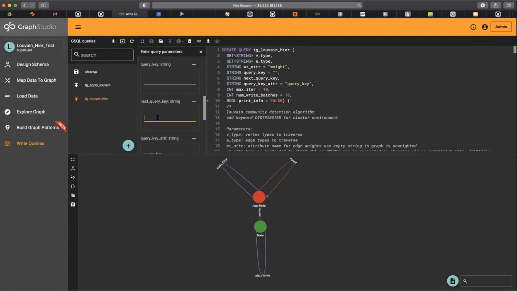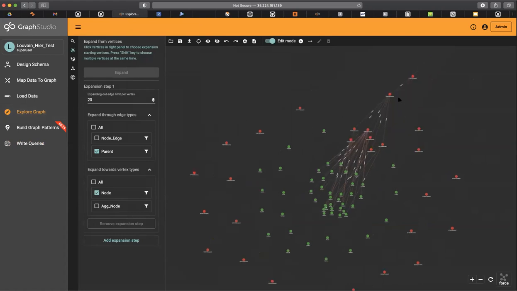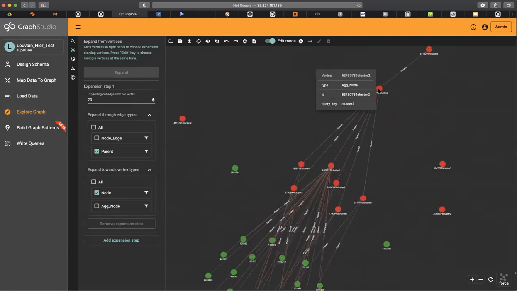to be labeled. So for instance, if we go back to the Explore graph and we look at these clusters that I've generated, you'll see the query key is cluster 1. And for the next layer up, the query key was cluster 2. And the third layer up, the query key was cluster 3. I can label these invocations whatever I want.